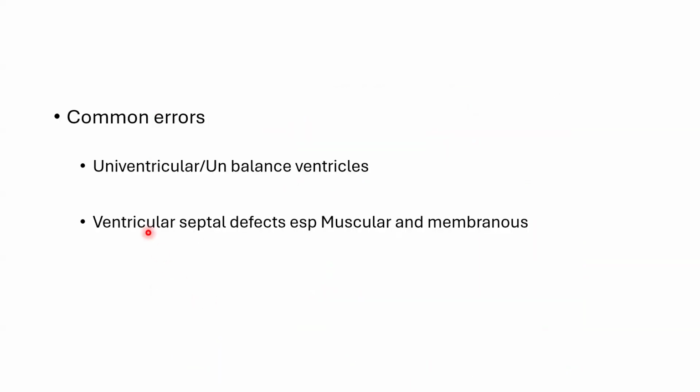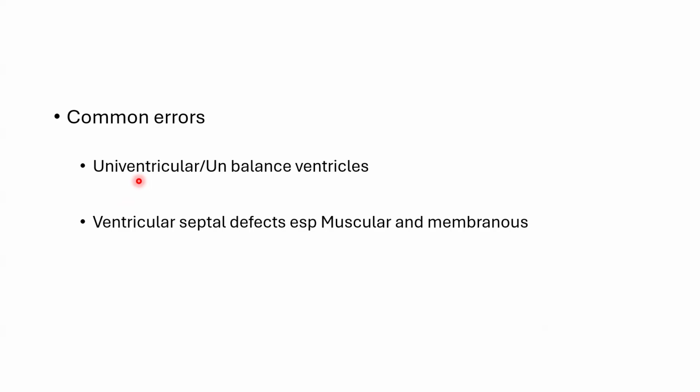So the common errors we can have in ventricular septations are that you may have a univentricle, that's a ventricle that was not septated, or an unbalanced ventricle. Okay, so typically when you have endocardial cushion defects with the ventricular component of the defect, you will find unbalanced ventricles, and commonly you find that the right ventricle is hypoplastic.